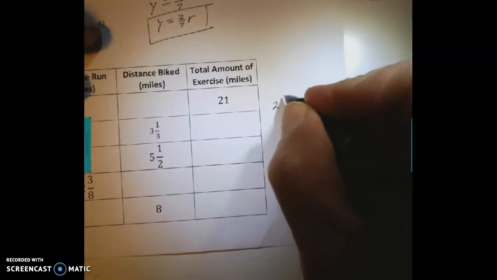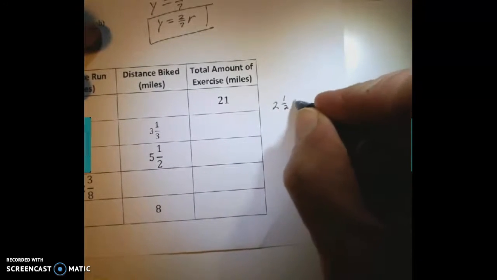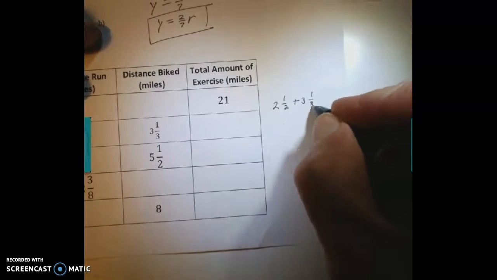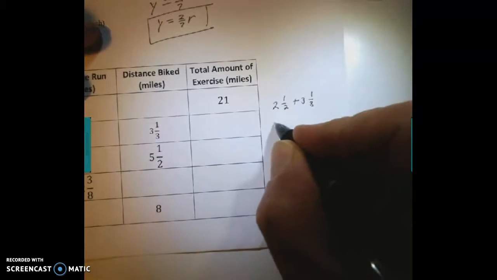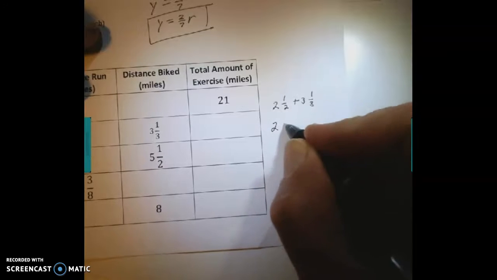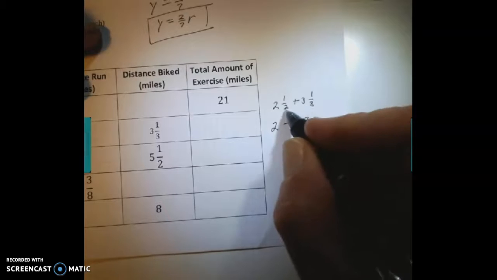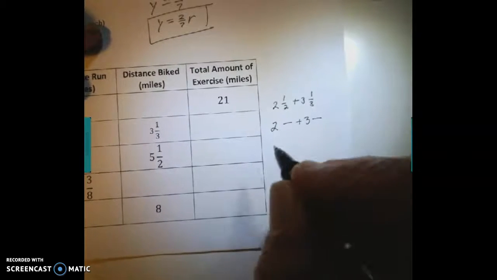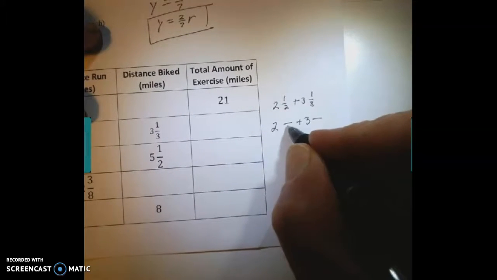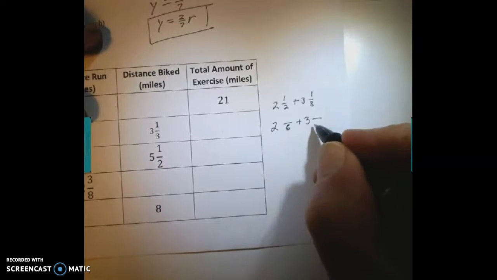So off to the side here I can do that. Remember, when you add fractions, you need a common denominator. So in this case, I'm not going to do anything with the whole numbers. I'm just going to get my common denominator. 3 and 2, the common denominator would be 6. That's what they both multiply up to.